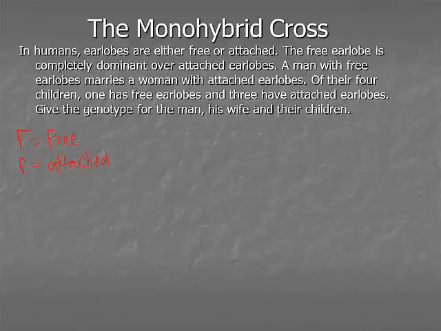A man with free earlobes. Now, when they say free, we know that man must have at least one capital F allele, a dominant allele, to be free. He marries a woman with attached earlobes. Because she's exhibiting the recessive trait, she must be homozygous recessive. Of their 4 children, 1 has free earlobes and 3 have attached earlobes. Give the genotype for the man, his wife, and their children.